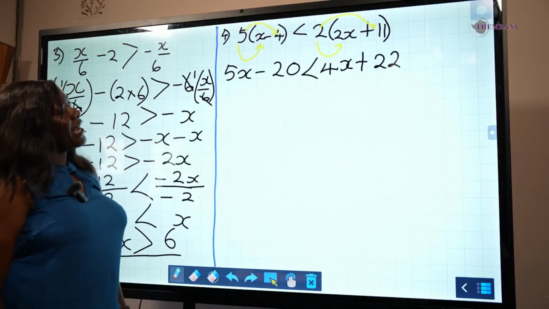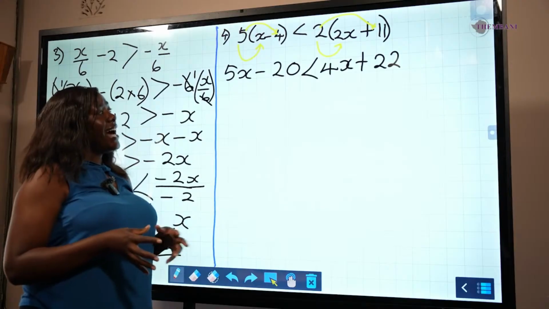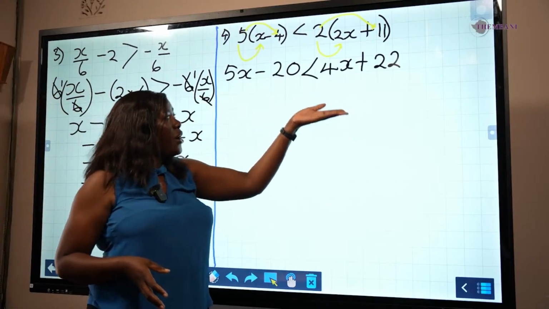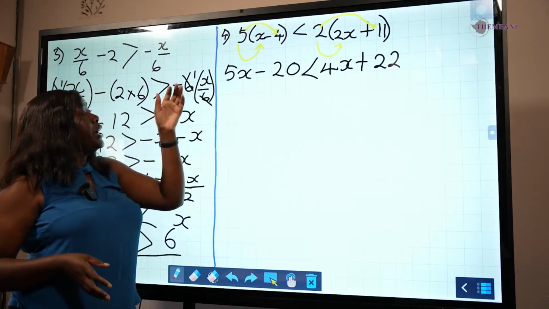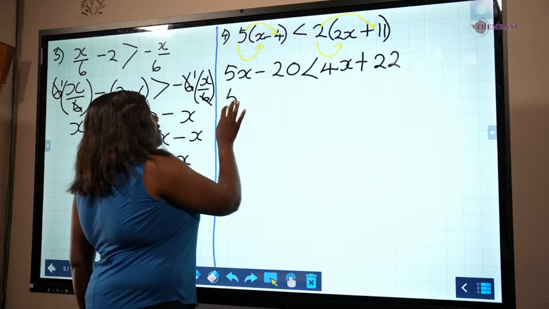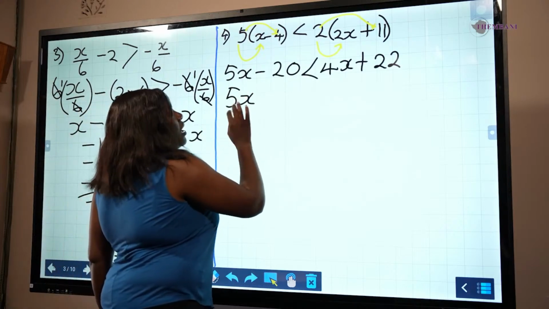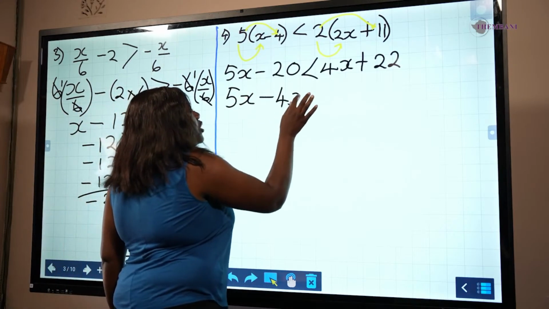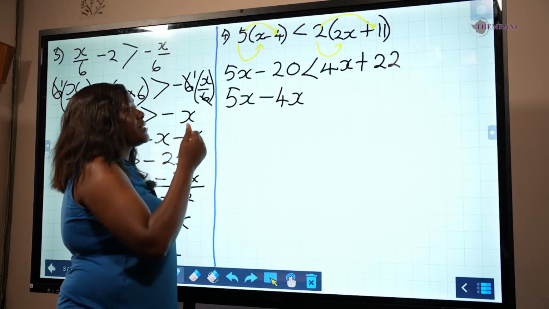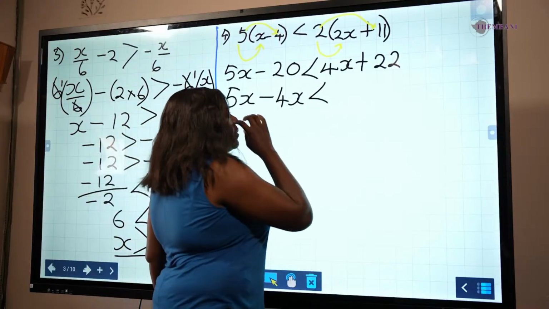We are back again to sorting the like and unlike terms. So we have a 5x here and we have a 4x there. We're going to move the 4x this side and we're going to move the negative 20 that side. So we have 5x minus 4x. Because our 4x was positive, that side is going to become negative when it moves this side. Then we put our inequality sign.